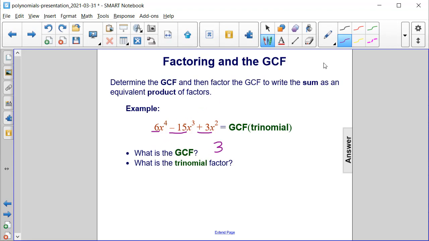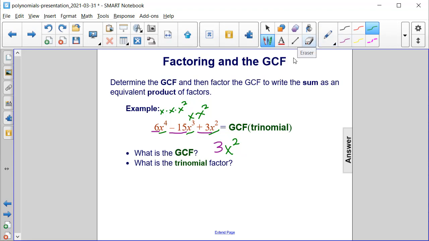And now let's look at our variables. We have an x to the 4th power, an x to the 3rd power, and an x to the 2nd power. Well, the lowest degree or exponent that we have that can be factored out is x squared. Because x to the 4th can be written as x times x times x squared. X to the 3rd can be written as x times x squared, and this has an x squared. So 3x squared is going to be our greatest common factor.